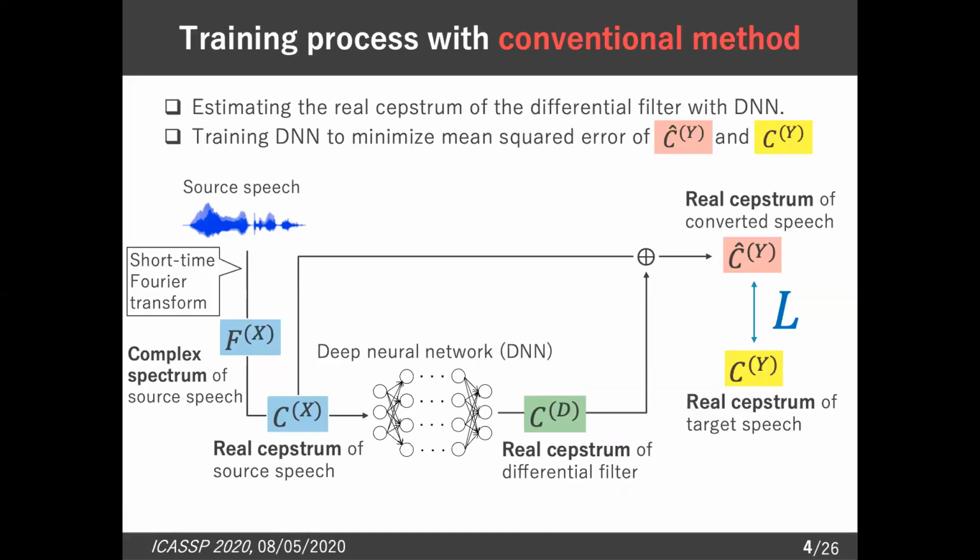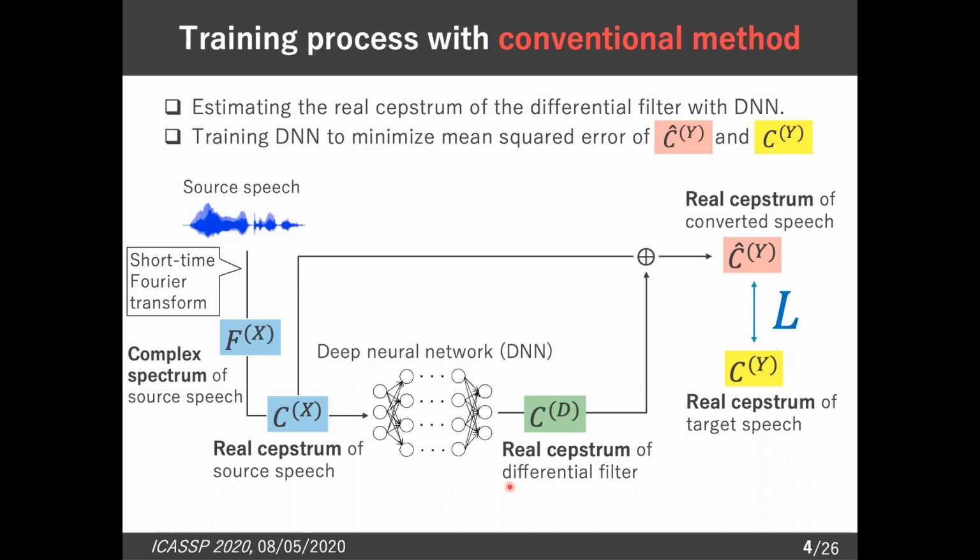In the training process, a deep neural network, or DNN, is trained to convert a real cepstrum of source speech into a real cepstrum of differential filter. First, the complex frequency spectrum, FX, is obtained by applying the short-time Fourier transform to the source speech, and the real cepstrum of source speech, CX, is extracted from FX. Then the DNN estimates a real cepstrum of differential filter, CD, from CX.